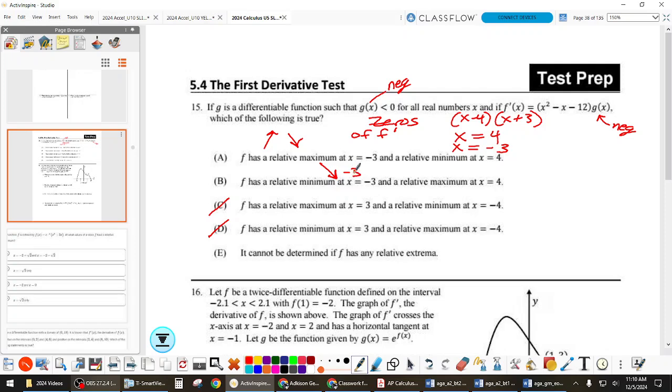Are you good on that? Yeah, I just flipped. I put negative 4 and 3 with that. Okay.